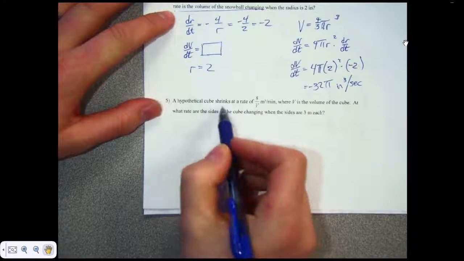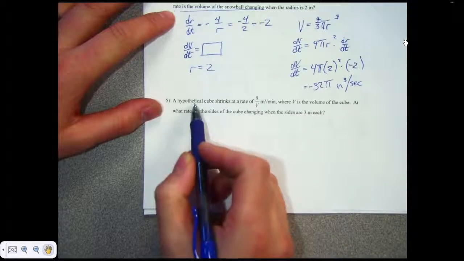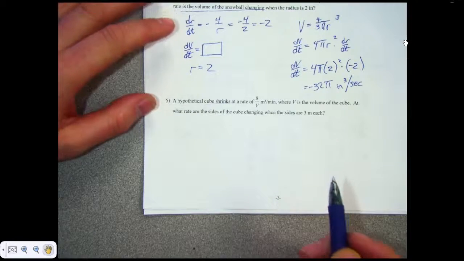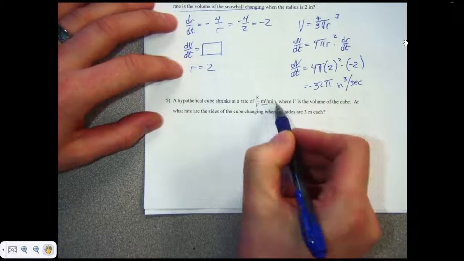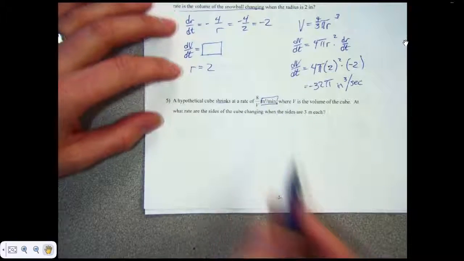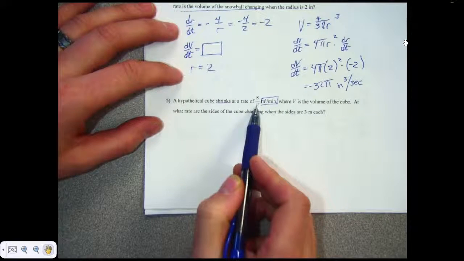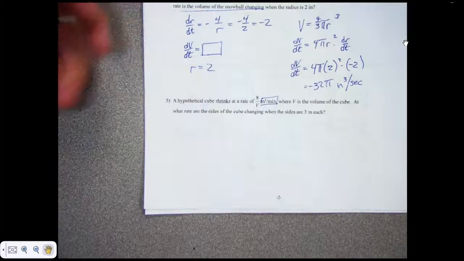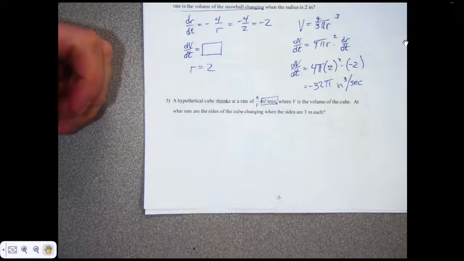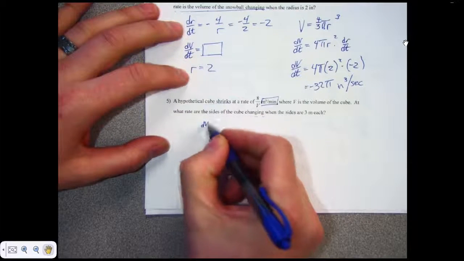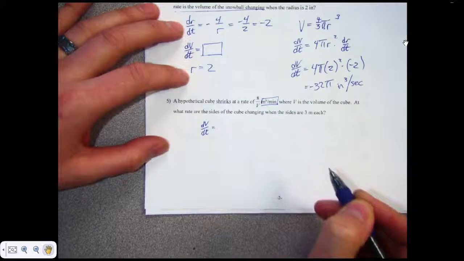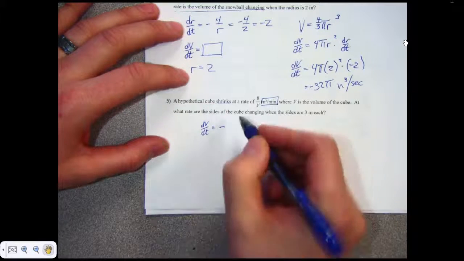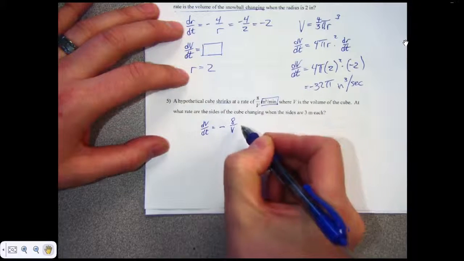A hypothetical cube shrinks at a rate of this. If the cube is shrinking and it's meters cubed per minute, so that's a clue also. What is equal to 8 over v? What would I label as blank equals 8 over v? dv over dt. Good. It's negative. Why? It is shrinking, and then it's 8 over v.